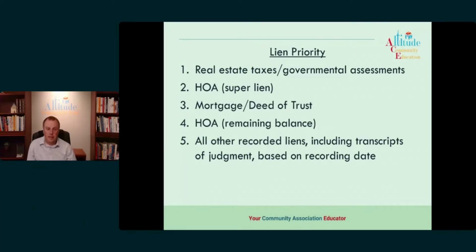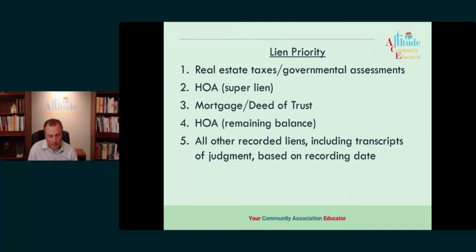Here's just a quick slide. I know we've been talking about it and you've been following my hand signals. But when we're talking about lien priority, here's a good slide for you to remember. So first you're going to have those real estate taxes, governmental assessments. Number 2 is going to be the HOA, but only the super lien. So just that 6-month portion. Number 3 is going to be the mortgage or the deed of trust. Number 4 is going to be the remainder of our balance. And then number 5 is going to be all of the other recorded liens. So whether they have a second mortgage, or maybe they have a home equity line of credit.